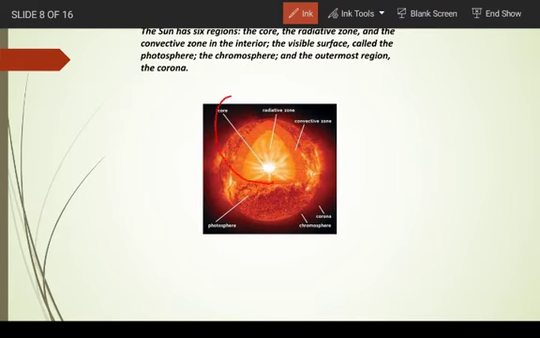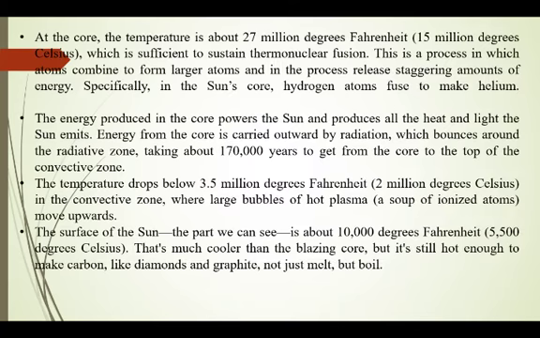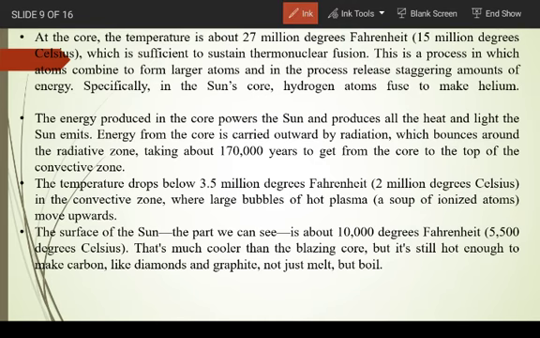The core region is in the center, which provides fuel to all the regions of the sun. The photosphere is the outer region, which we see from the earth. The side of the sun we see from the earth is basically the photosphere. Now let's understand each part of the sun. The temperature is highest at the core, which is 15 million degrees Celsius.